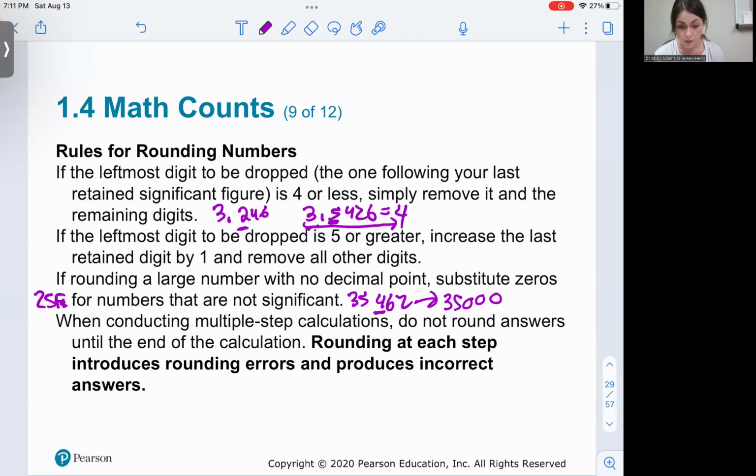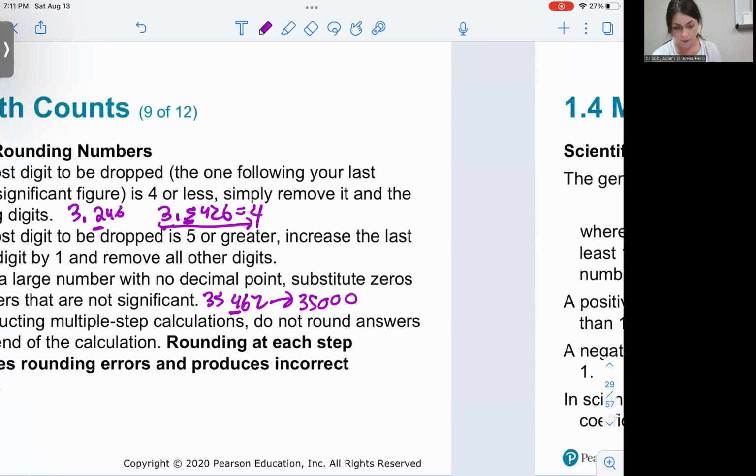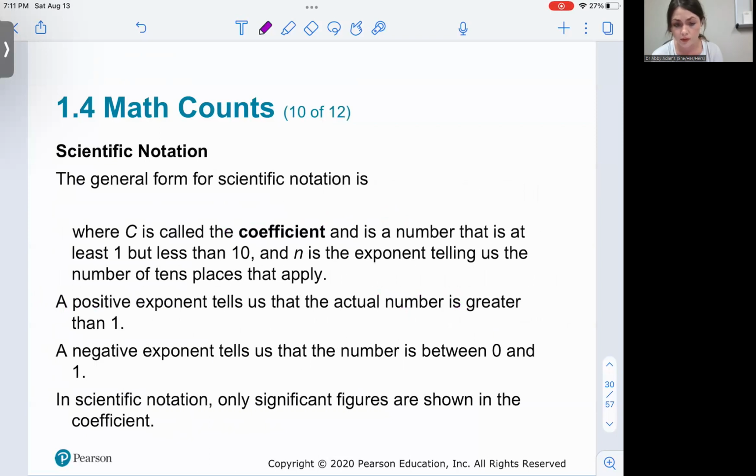Whenever you're doing a multi-step problem, do not round at each step. This is going to be cumbersome and it's going to produce incorrect responses. Right, so don't do any more than you have to do. Don't start rounding until the end.